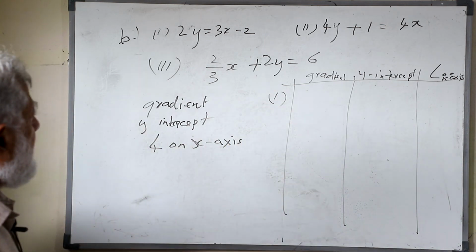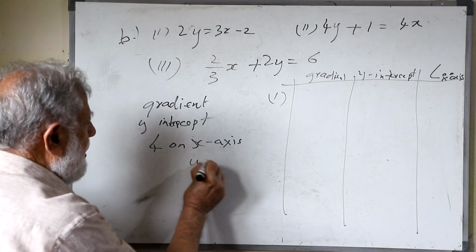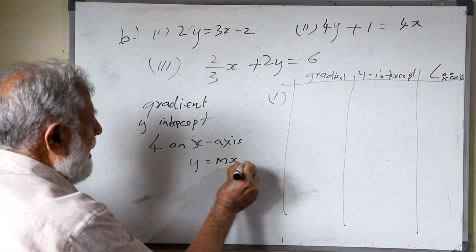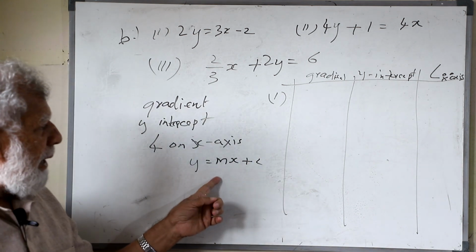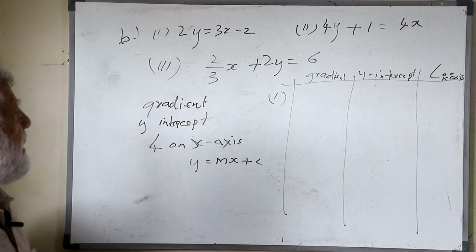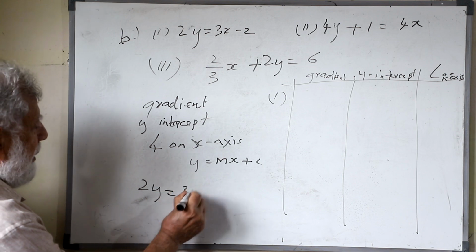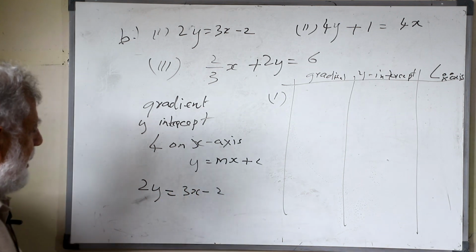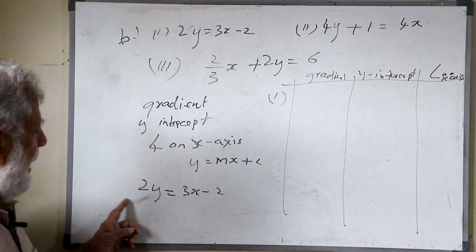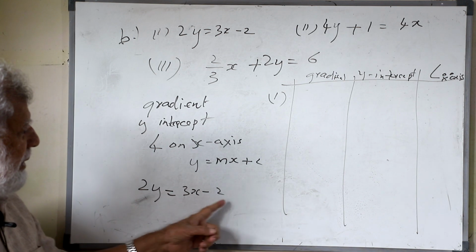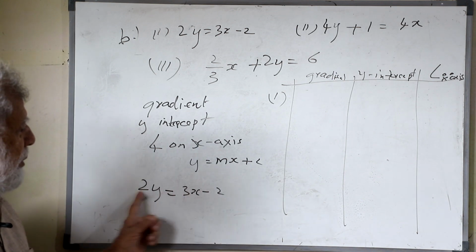So we will take the first equation. Always remember that the formula equation is y is equal to mx plus c. When the equation is in this form only, immediately we can tell the gradient and the y-intercept. Now look at the first equation, 2y equals 3x minus 2. Here it is 2y. We have to make it 1y. So what we should do is divide all the terms, there are 3 terms, by 2.